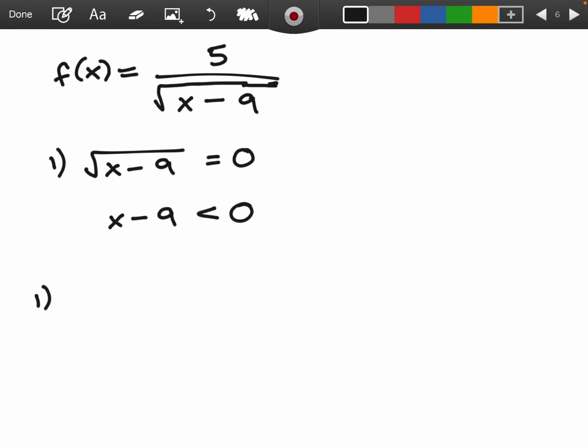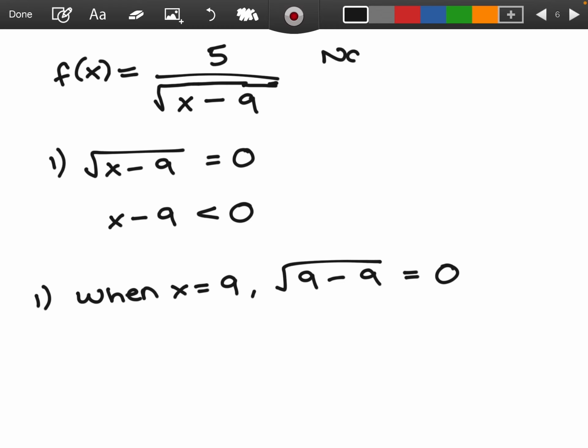Where is the square root of x minus 9 equal to 0? Well, that happens when x is equal to 9, because the square root of 0 is 0, and in order to get a 0 under that square root, x will equal 9. So when x equals 9, you get the square root of 9 minus 9, which equals 0. So I know that my function already is not defined when x equals 9. Okay, we already know that.